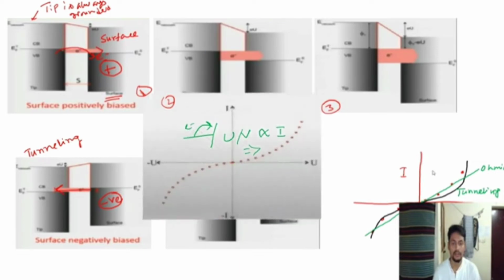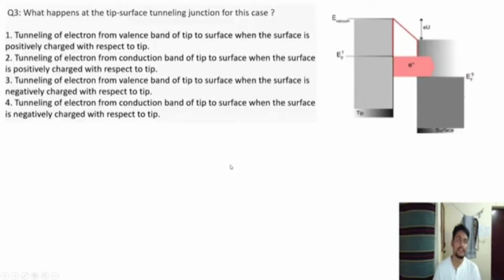Okay, so this is the plot for the tunneling current. So we get the idea, and now this will be very, very easy to solve. That's why I have discussed everything. So now, what happens at the tip surface tunneling junction for this case? Let me read out all the options. So what are the options?